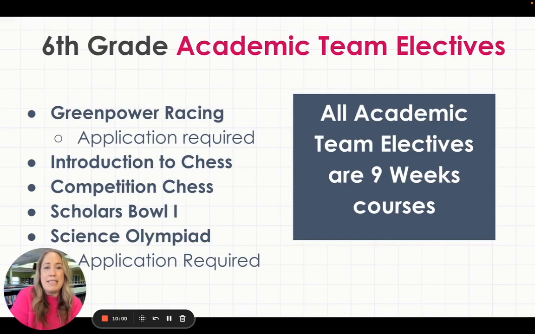Here are our academic team electives. These are 9-week classes. For Science Olympiad and Green Power Racing, they both have applications. The other ones do not. So if you're interested in chess, competition chess, or Scholars Bowl, you do not have to apply.